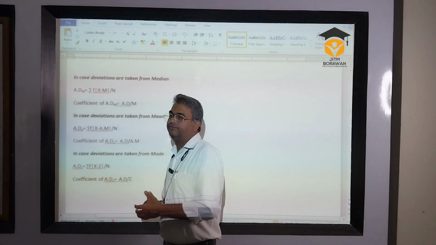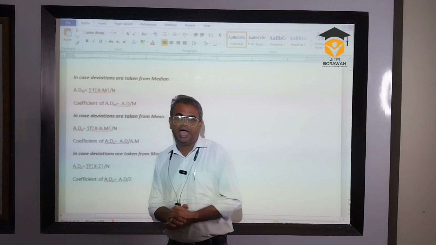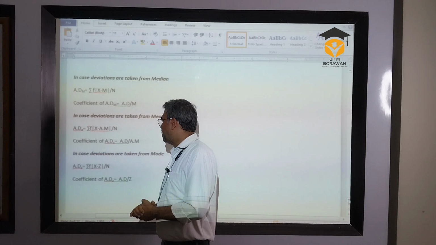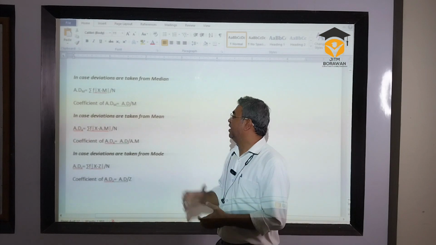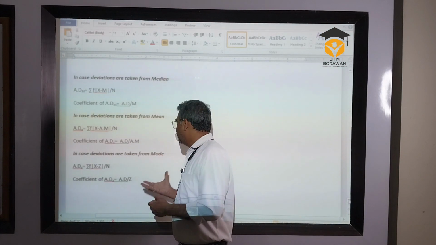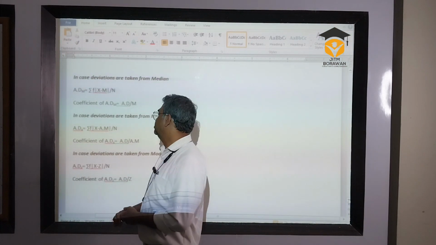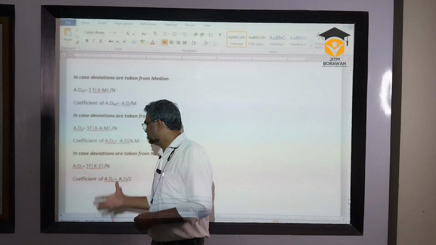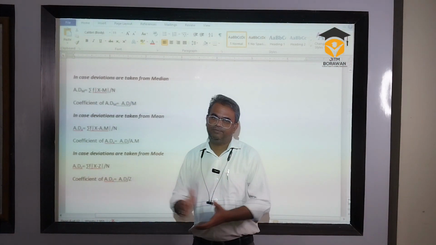When the deviations are taken from the mean, we have the formula: average deviation is equal to summation f mod of x minus arithmetic mean, divided by number of observations, and the coefficient of average deviation is calculated as average deviation divided by arithmetic mean. When we talk about the deviation from the mode, we have the formula: average deviation is equal to summation f mod of x minus z, again divided by number of observations, and the coefficient of average deviation is equal to average deviation divided by mode.